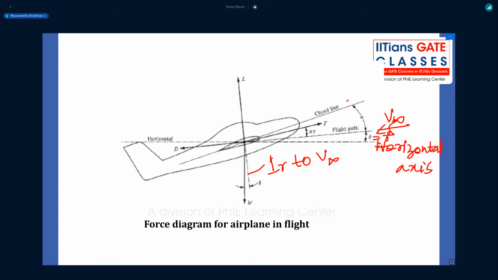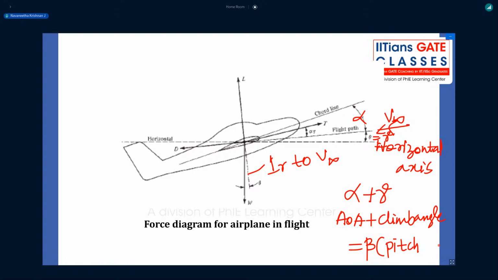The angle between flight path and the chord line of the wing is called angle of attack alpha. So if you see this figure, gamma is the climb angle, alpha is the angle of attack. So angle of attack plus climb angle is equal to beta, which is nothing but your pitch angle. So alpha plus gamma is nothing but beta, which is your pitch angle.